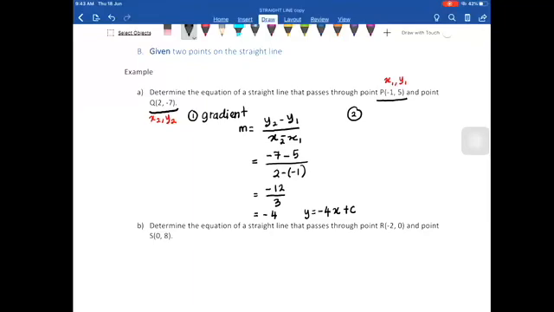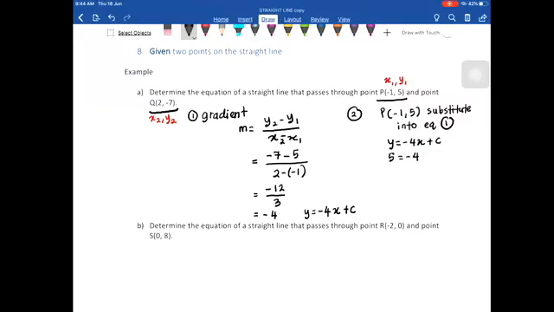Dan saya ikut step pertama tadi. Jadi it's up to you either point P ataupun point Q. So usually saya pilih yang point yang pertama lah P. So P -1, 5 I substitute into equation yang pertama yang saya dapat tadi. So y equals to -4x plus c. So y is 5.